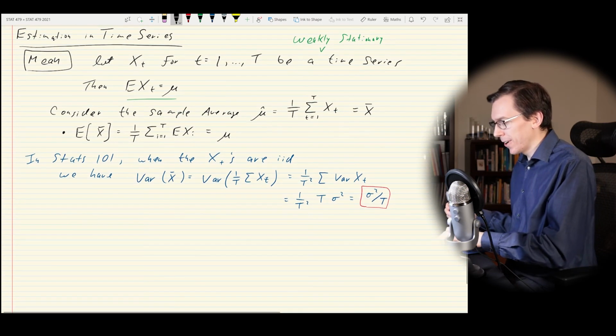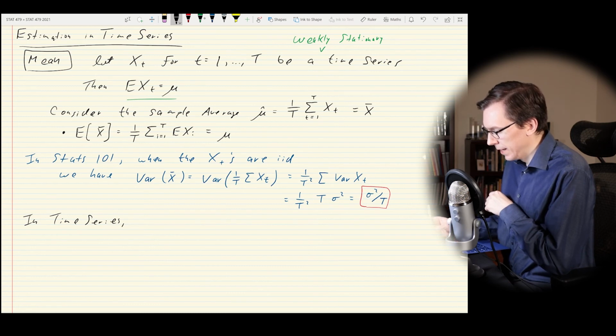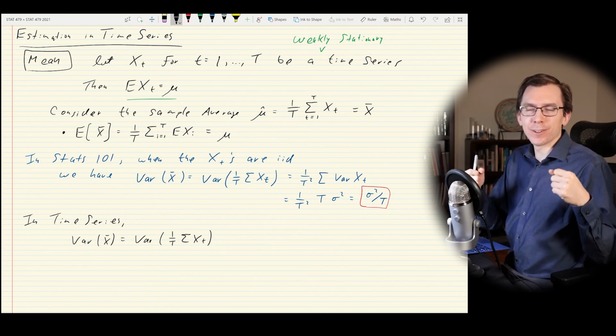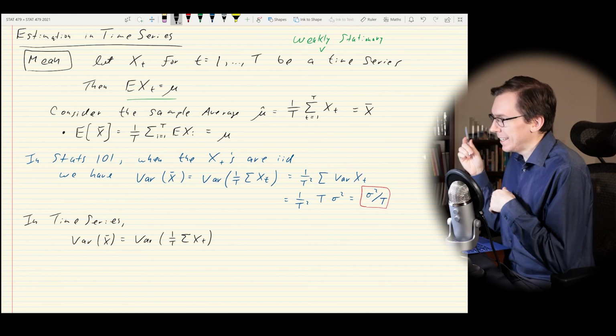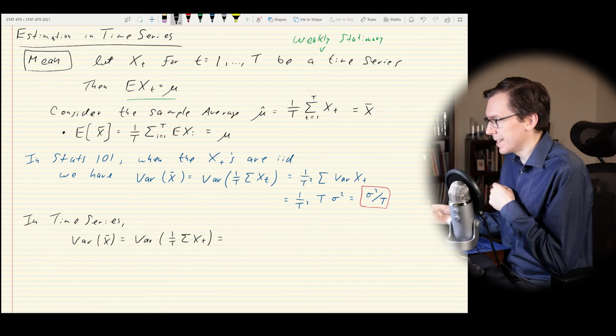Okay, so let's do that in our context. In time series, things change a bit. The variance of x bar is still going to be the same thing as before. It's the variance of 1 over T times the sum of the x_t. But now we can't swap the variance and the sum, because the variance of the sum is no longer the sum of the variances. Instead, we have to consider all covariances present.